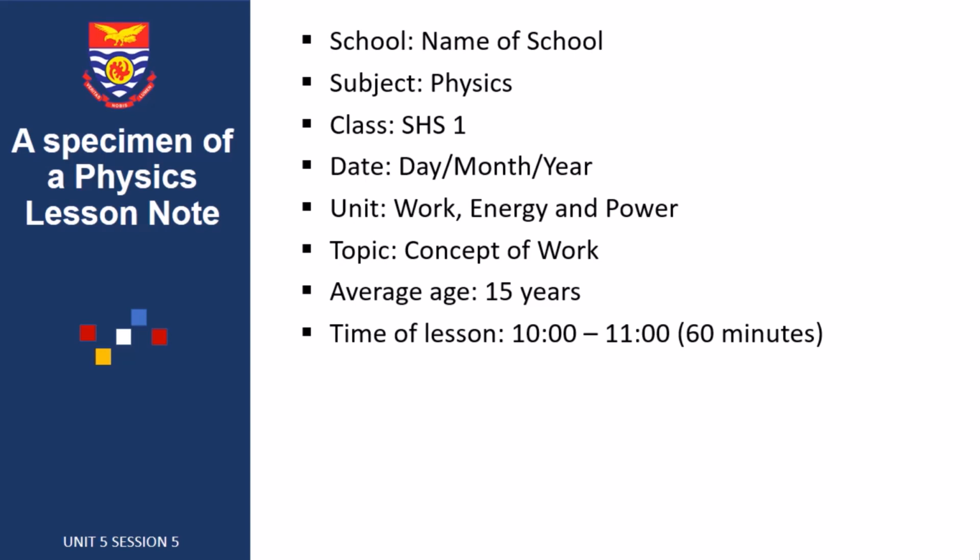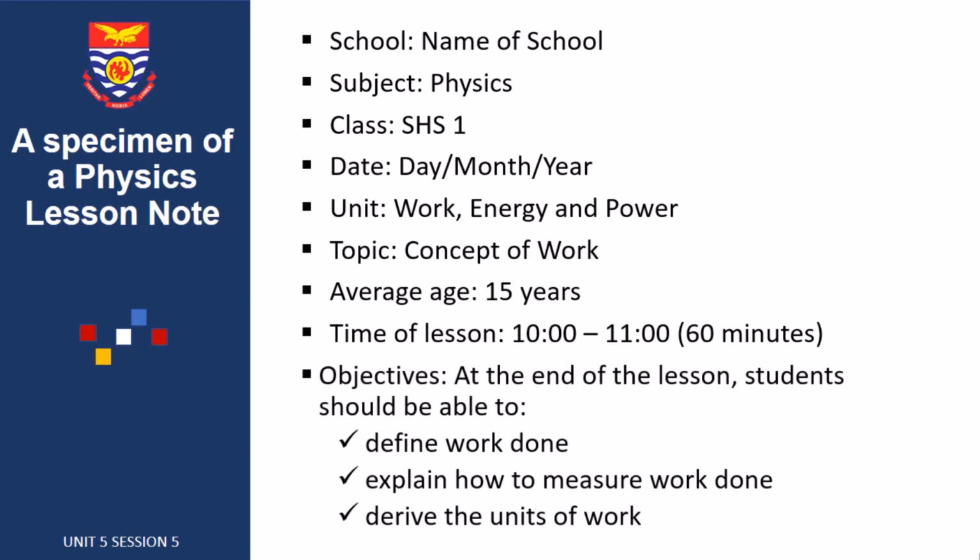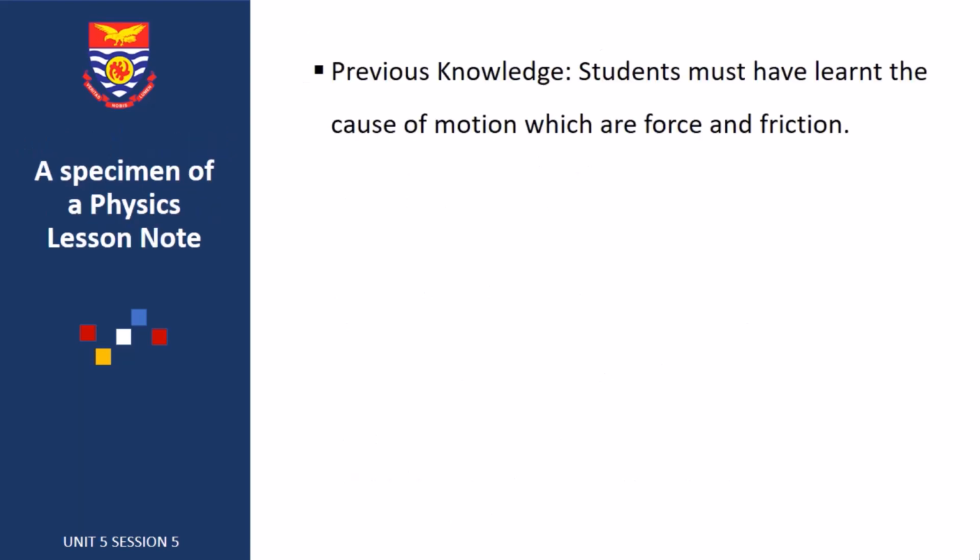So after the general information, we now move on to the lesson objectives. And so at the end of the lesson, the student or students should be able to define work done, explain how to measure work done, and derive the units of work. So this is what goes into the objective. Now the next item is the RPK, or the relevant previous knowledge. And so here students might have learned the course of motion, which are force and friction. So in essence, students have an idea about force.